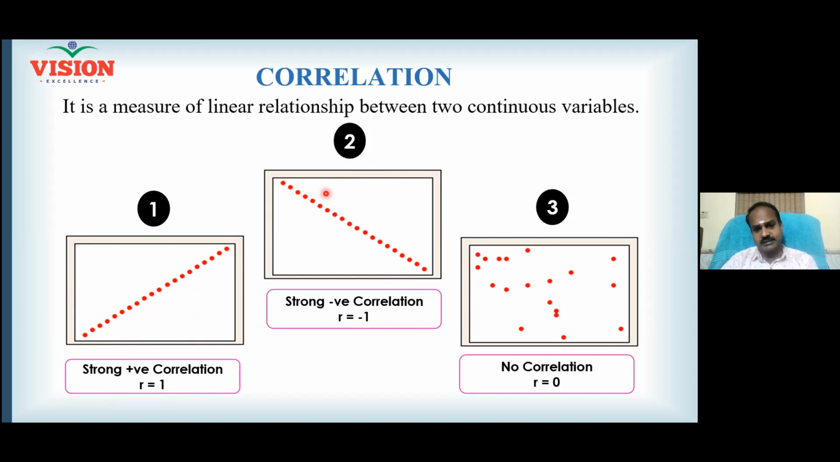Even if it is negative, R value will be 1, but this time it is -1. So R value can range from +1 to -1. In between, the center value will be 0. When the center value is 0, what is your conclusion? No relationship or no linear relationship. But R equal to 1 means perfect linearity.